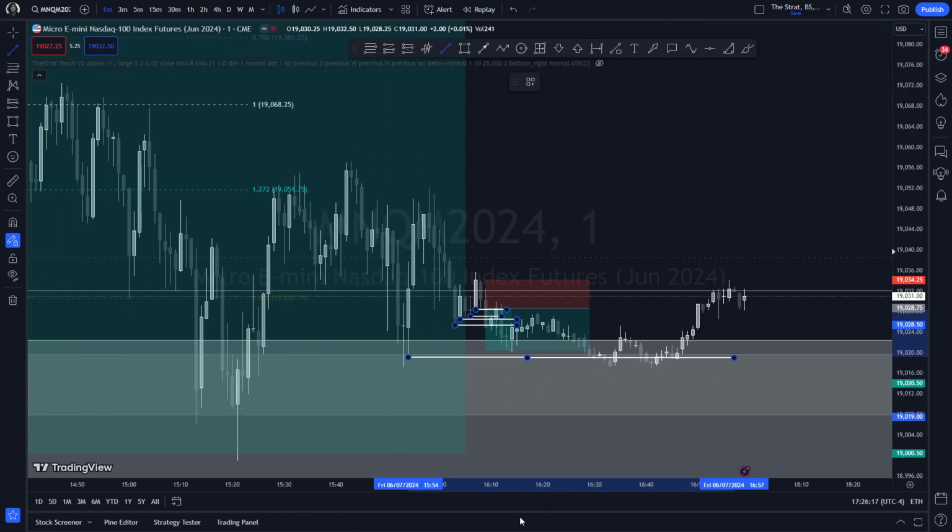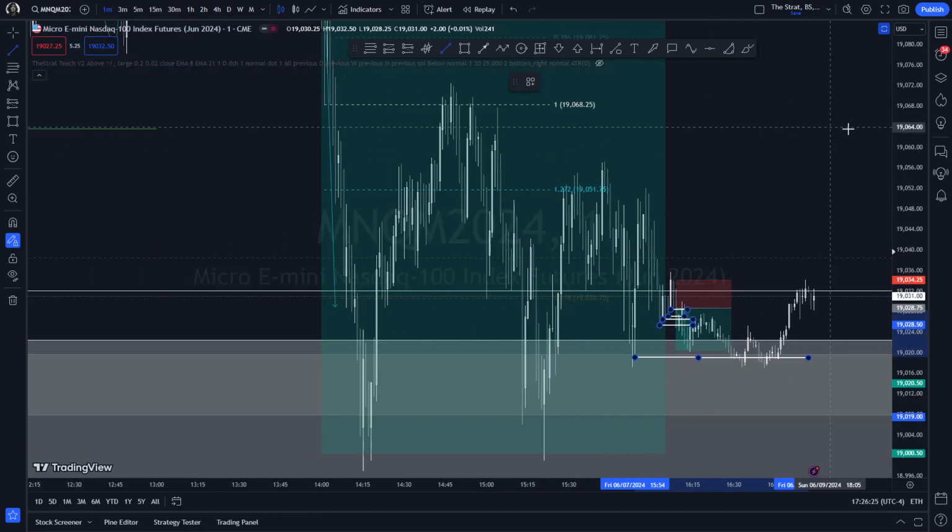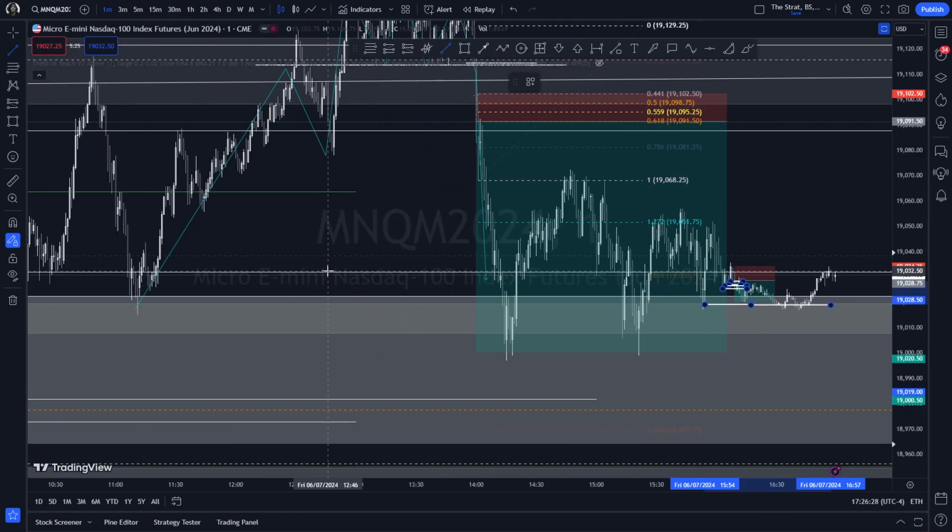But at this time, it's already 4 o'clock, so I'm not going to trade that. It's too late. But yeah, I did trade this from this initial pullback I was seeing. Let me see if I did another one.